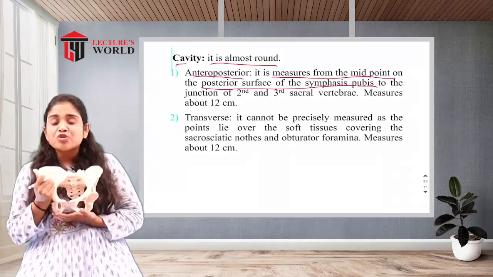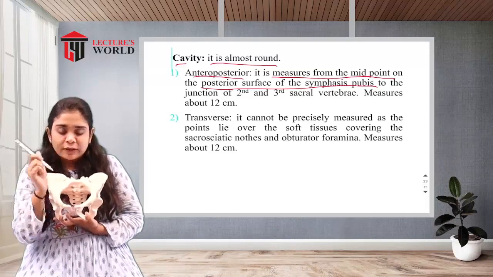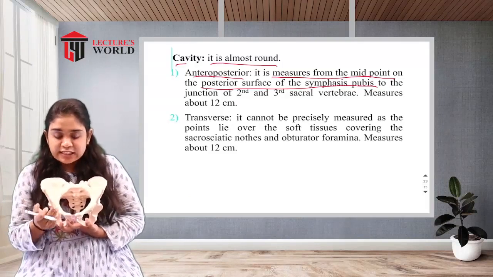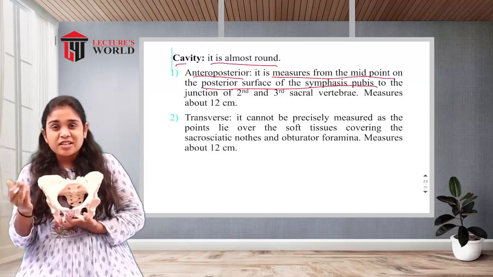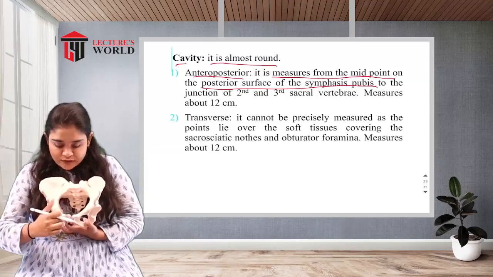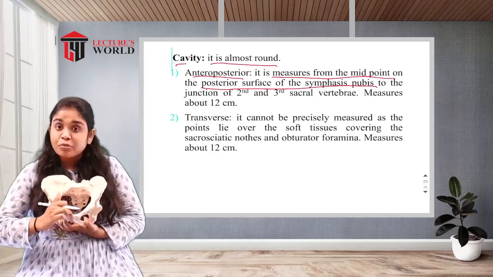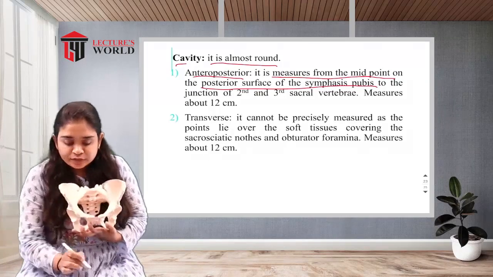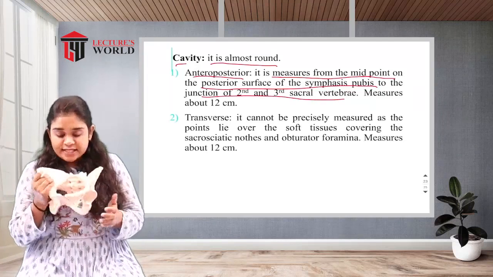So which point are we taking here? The AP diameter will always be straight. Here we take the midpoint on the posterior surface, otherwise you can say the inner surface; both mean the same. So you take the posterior surface of the symphysis pubis, the midpoint from there, and the junction of the second and third sacral vertebrae.